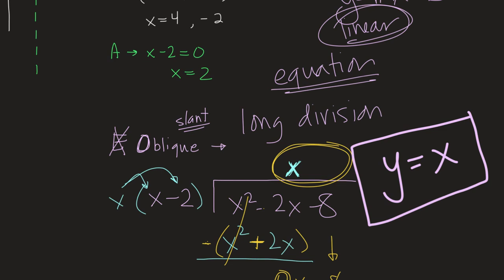Okay, you're going to stop when you get an equation, like maybe x minus 2 or x plus 3, right? Whatever we have to do, but you stop once you get a linear equation. So that's going to be your oblique asymptote.